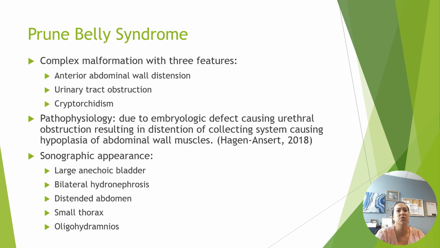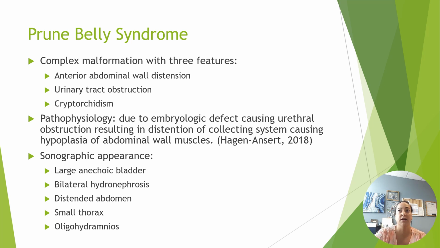So on ultrasound, we will see a large anechoic bladder. We'll see hydronephrosis due to that, both of those caused by that obstruction, and then that results in that distended abdomen. The thorax is going to look small in comparison, and usually the lungs don't develop, so we have pulmonary hypoplasia, and then oligohydramnios, which is causing that pulmonary hypoplasia. So kind of a sad outcome for these kiddos.